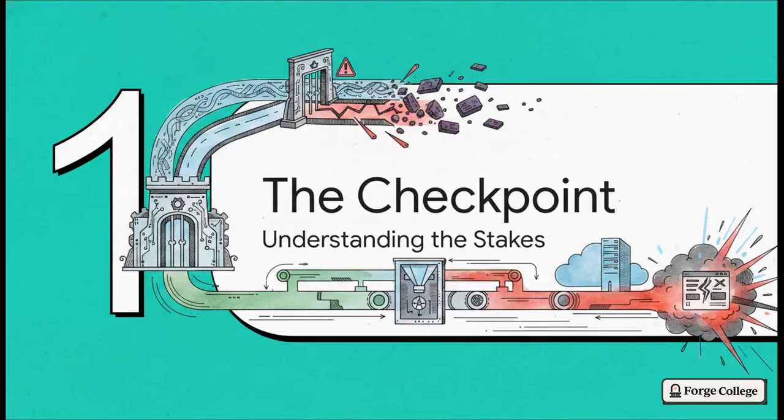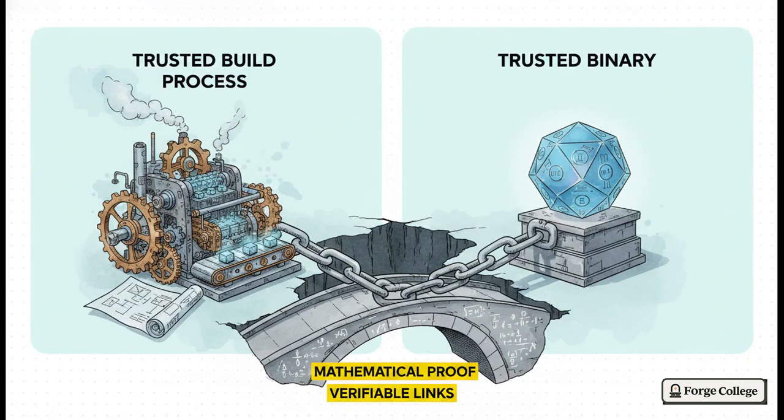All right, Section 1. Welcome to the checkpoint. Let's take a look at the stakes here. Before you even think about wiring up release automation into your CI/CD pipeline, you really need to understand what's on the line. If you skip these integrity checks, you might literally just be automating your own disaster.